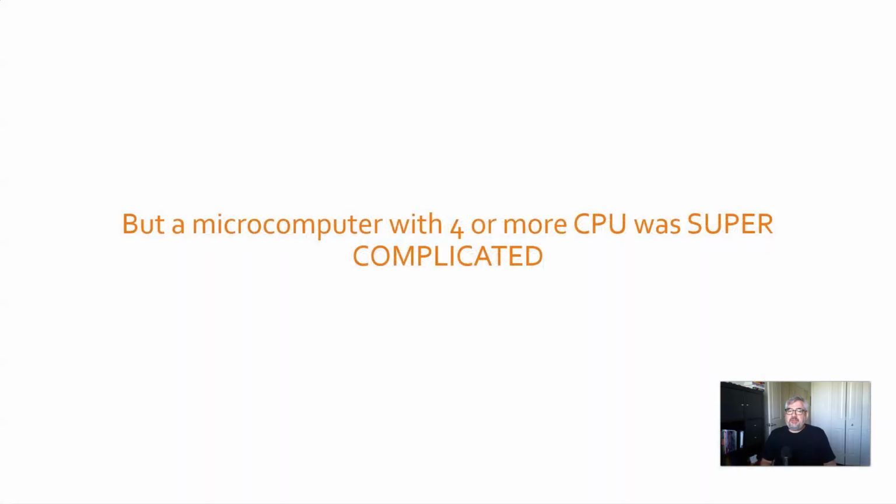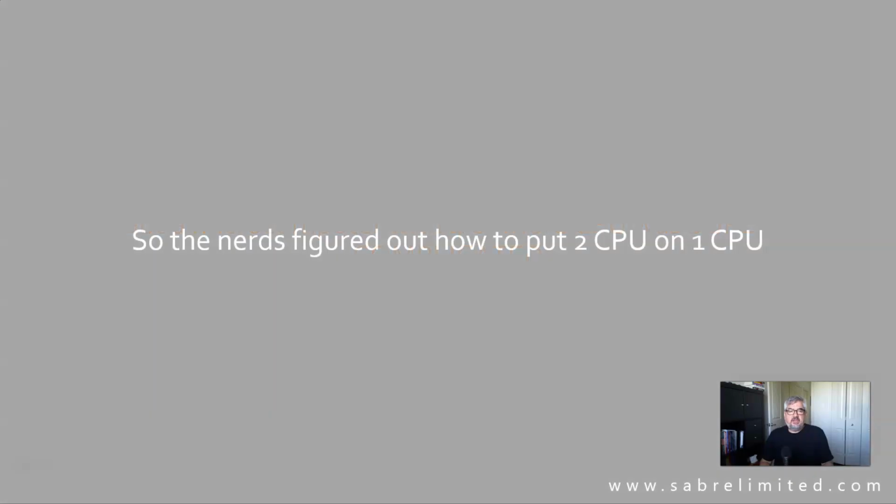A microcomputer at the time with 4 or more CPUs is really complicated. There weren't very many that could have more than 2 CPUs in them. I saw 4, but I never really saw much more than that. I'm sure there were, but they were getting really expensive. So the nerds figured out how to put 2 CPUs on a CPU. And what do I mean by that?